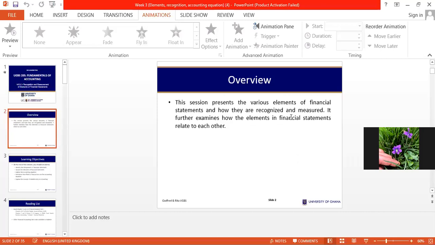Yes, a financial statement is a statement prepared to provide information showing the financial health position of a firm or business. Okay, the financial health or position. Let's listen to Akosua.